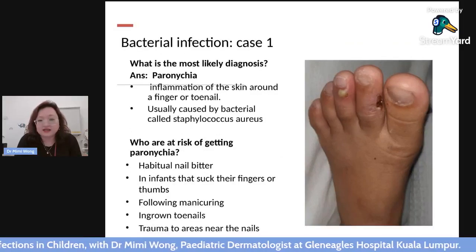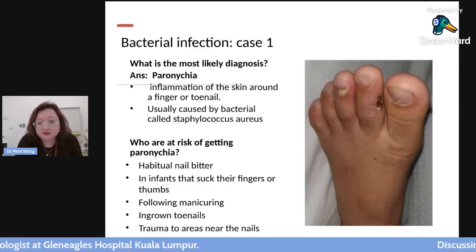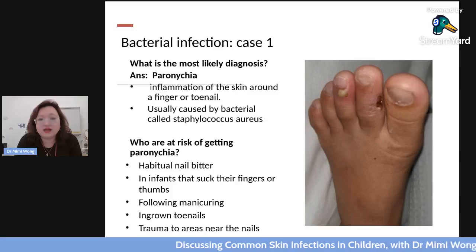Okay, the diagnosis is paronychia. So what is paronychia? This is inflammation of the skin around a finger, also a toenail, usually caused by a bacteria known as Staphylococcus aureus. This is also a common skin microorganism on our skin.